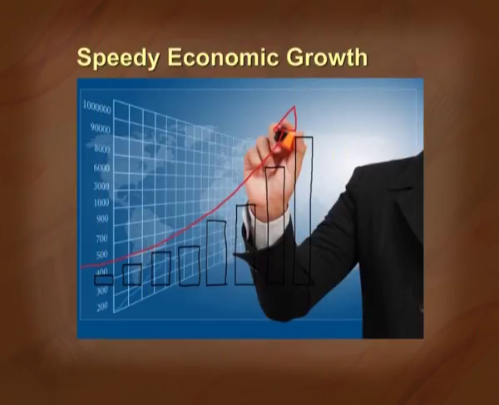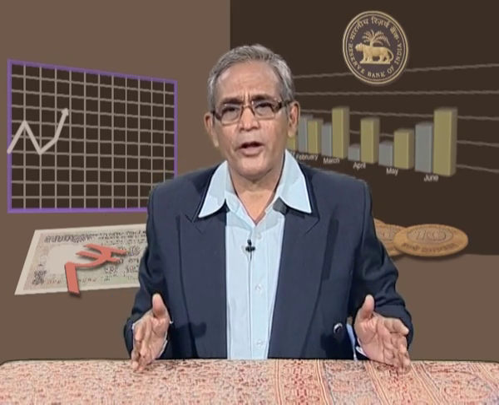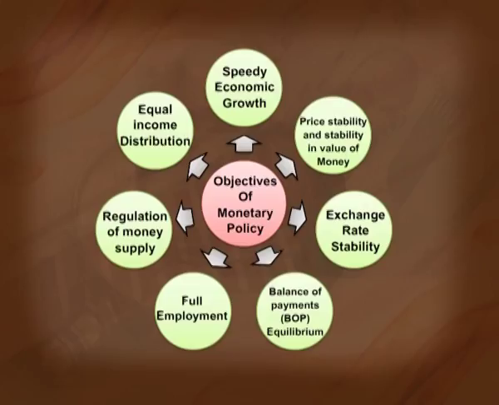Speedy economic growth. It is one of the most important objectives of the monetary policy of every economy. If the RBI opts for an easy credit policy by reducing interest rates, the investment level in the economy will be encouraged, which speeds up the economic growth process. Price stability and stability in value of money. Inflation and deflation, both the economic phenomena, are harmful to any economy. They are the results of price instability. Monetary policy aims to bring about price stability in the economy.